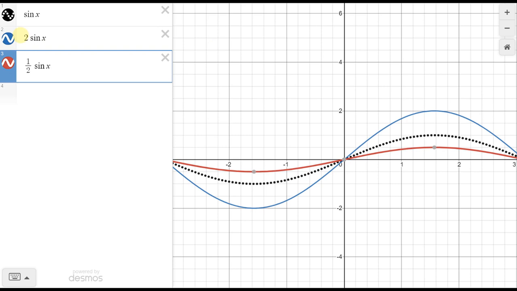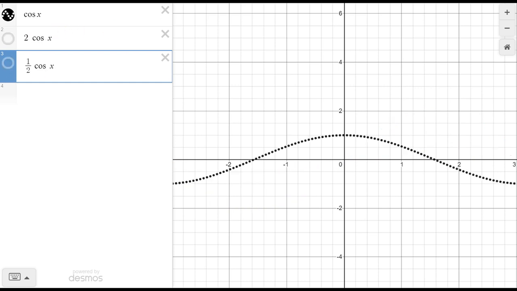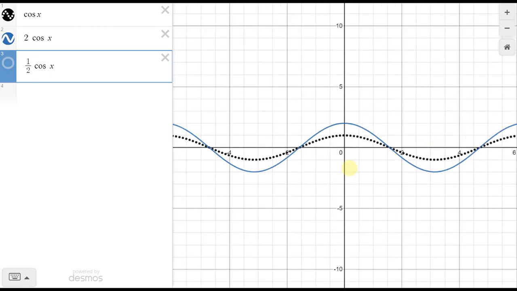Okay, so that's what happens with sine. Let's compare amplitude now for cosine. Let me switch all these graphs. We're like scientists in some ways here, so we want to experiment and see if the same thing happens with cosine. So now my black dotted line is cosine. Let's see what happens with 2 cosine x. I'll zoom out a little bit here.